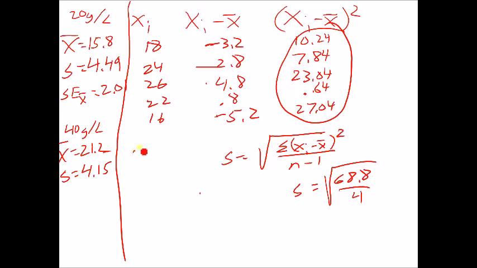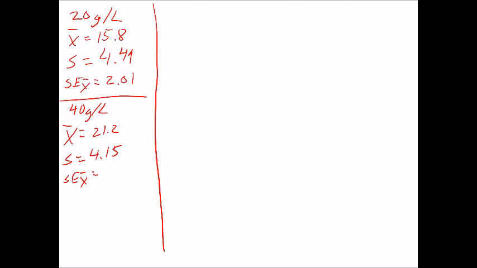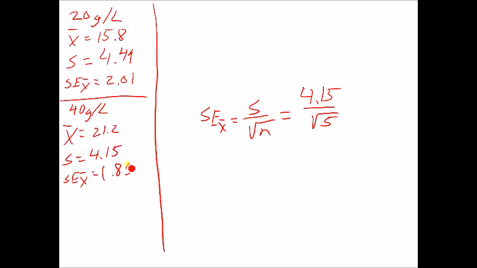All right, so again, to calculate the standard error of the mean, it is equal to the standard deviation divided by the square root of the sample size. So for the 40 gram per liter sample, we're going to take our standard deviation of 4.15, and we're going to divide that by the square root of the sample size, which is 5. And that gives us a standard error of the mean of 1.85.